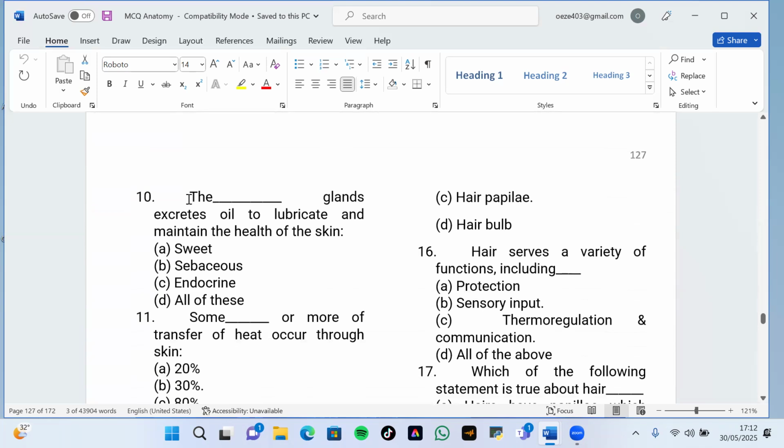The next question says, the dash gland secretes oil to lubricate and maintain the health of the skin. The correct answer is B, the sebaceous gland. It is the sebaceous gland that secretes the oil that helps to maintain the skin integrity. It has both immunologic function and all of that.